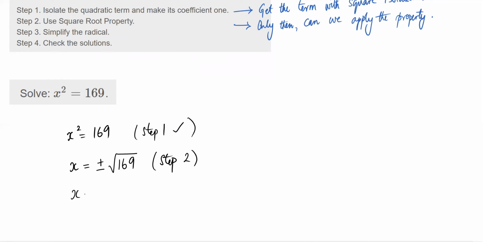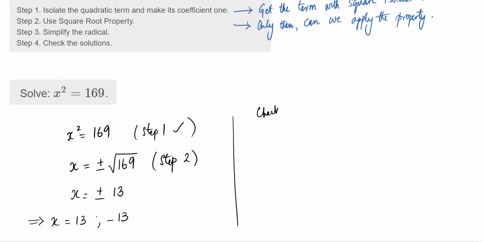Now it's time for us to simplify this. Square root 169, the radicand is 169. Therefore, what squared will give you 169? It's 13 squared, so it's 13. So x is plus or minus 13. Okay? There are two answers. This means x equals 13 or negative 13. There are two possibilities there, right? So when we check the answer, we want to check for both of them.